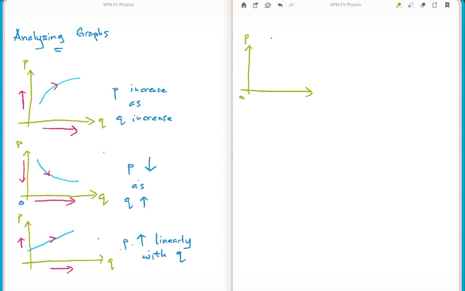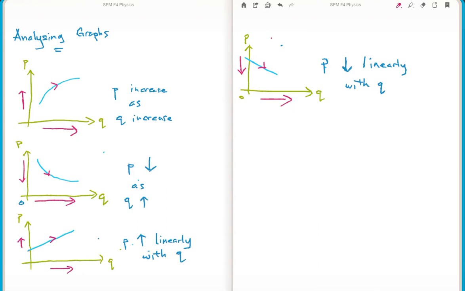Now if you have a line going down, that would be P decreases linearly with Q. This is the keyword, linearly. P decreases or increases depending on whether the graph goes down. From 0, it's always from 0. P goes down, decreases linearly with Q.